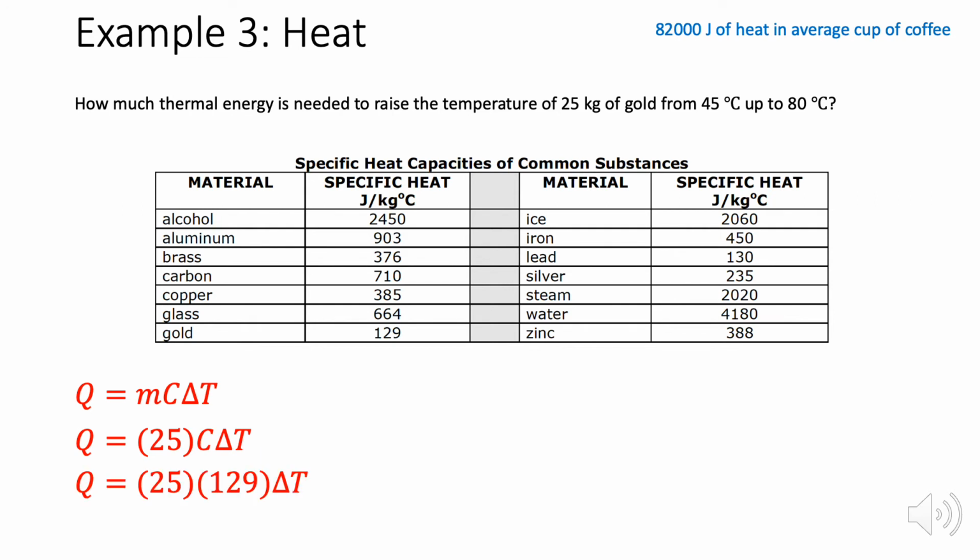And then my change in temperature is 80 degrees minus 45 degrees because it's final temperature minus initial temperature. So 80 minus 45. And then putting all this in our calculators, we'll get 112,875 joules. Go, and as I do this, make sure you put it in your calculator just to make sure you're doing it correctly.